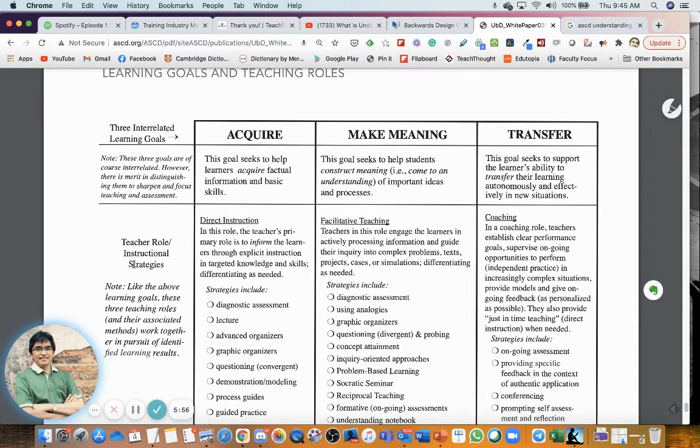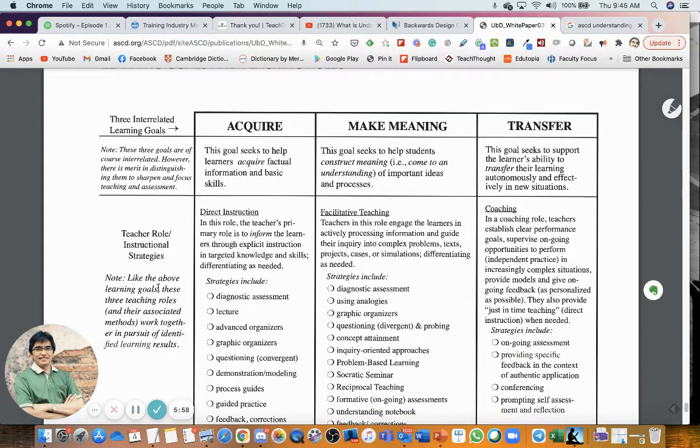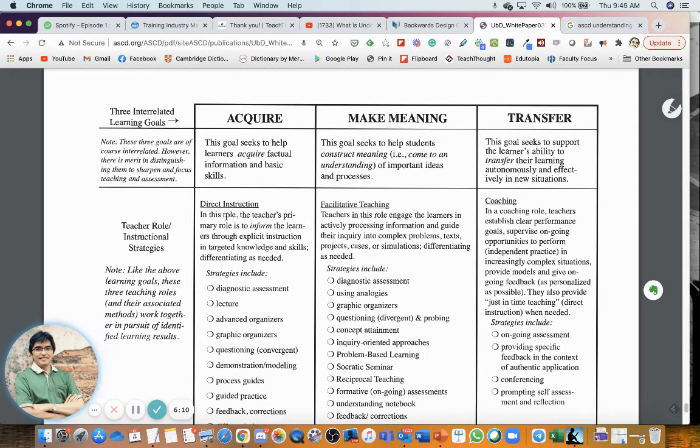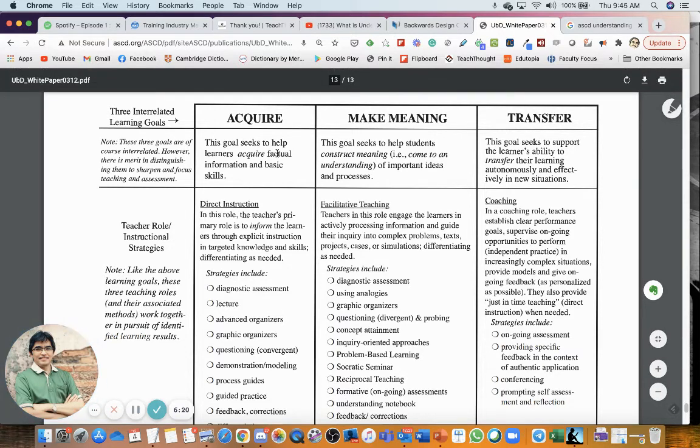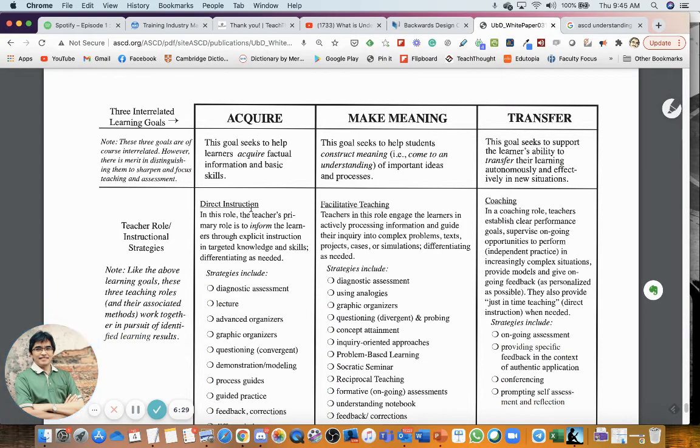So the 3 roles here, or instructional strategies. Like the above learning goals, these 3 teaching roles and their associated methods work together in pursuit of identified learning results. You can see here: direct instruction, facilitative teaching, and coaching. If the goal is to acquire, which basically seeks to help learners acquire factual information and basic skill, then direct instruction probably would be more appropriate.